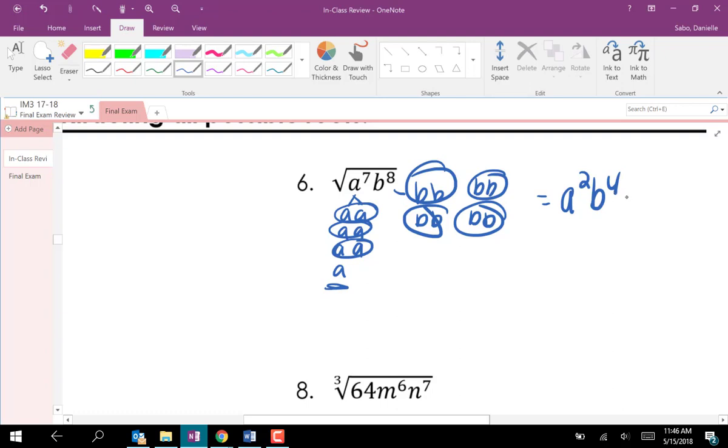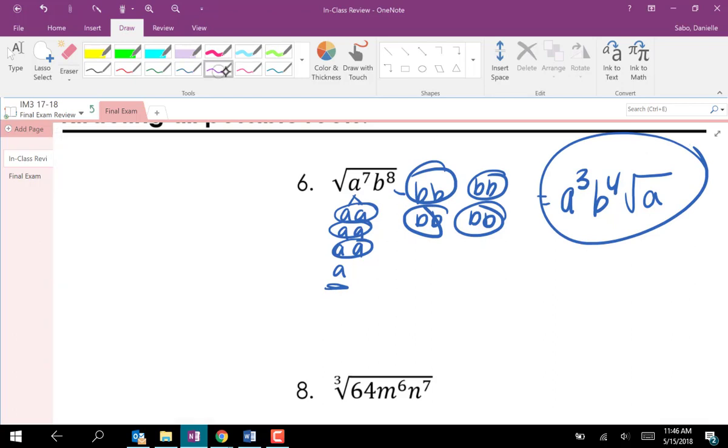What else? There's something left. Something's left inside. Anyone? Root A. Is that 2 supposed to be a 3? Oh, sorry. You're right. Relax, everyone. A cubed, b to the 4th, square root A. Okay, here's why. 1, 2, 3 groups. 1, 2, 3, and 4. That's why the 4 is with the B and the 3 is with the A, and the A stays inside.